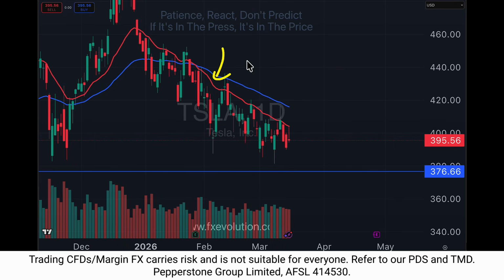Some other things to watch here. Tesla, you can see the 20 moving average on the way down. Pretty interesting how the 20 has been held on the way down in terms of resistance selling, but that will be something that, of course, we'll be watching.